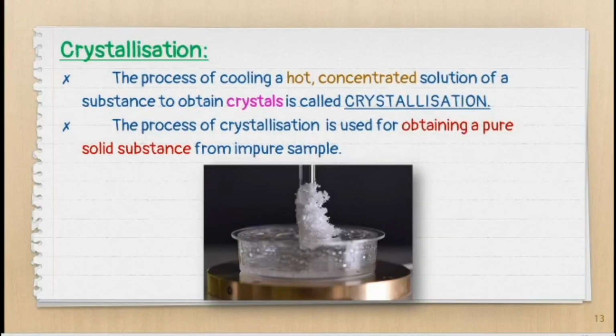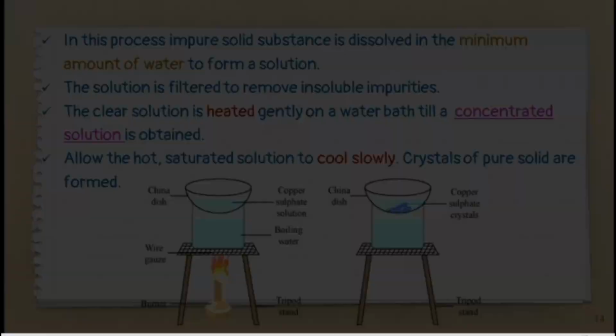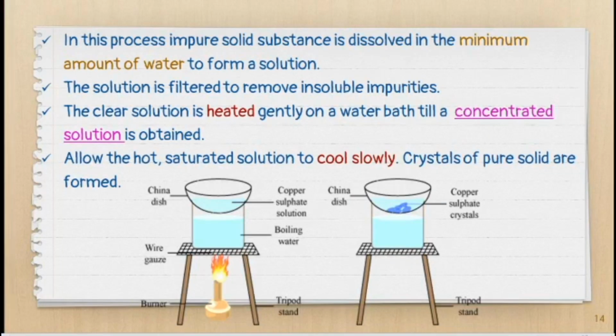Next, crystallization. The crystallization process involves cooling a hot concentrated solution to obtain crystals. The crystal is a pure substance. The crystal we obtain is called a pure sample of that particular substance. The process of crystallization is helpful to get a pure solid substance. In this process, the impure solid substance is dissolved in a minimum amount of water to form a solution. After that, the solution is filtered to remove the insoluble impurities.